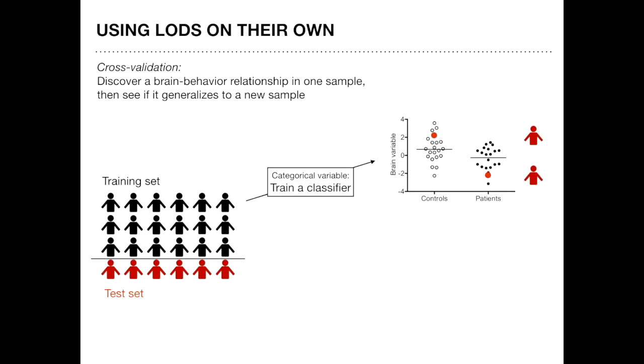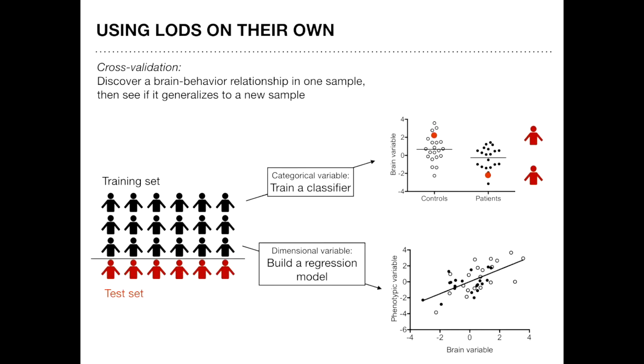Perhaps even more exciting is if we have a dimensional variable or a continuous variable, we can build some kind of regression model in our training set that's relating some kind of brain measure to this phenotypic variable. This could be a symptom score, or performance on a cognitive task, etc. And once we've built this model in our training set, we can test it on a brand new individual from the test set that we've never seen before, and we can ask, can we generate an accurate prediction for where this person falls on the phenotypic spectrum? And if we can do that, that's very powerful.